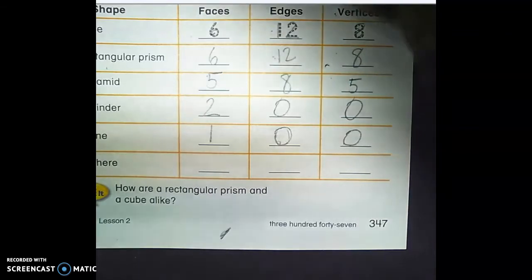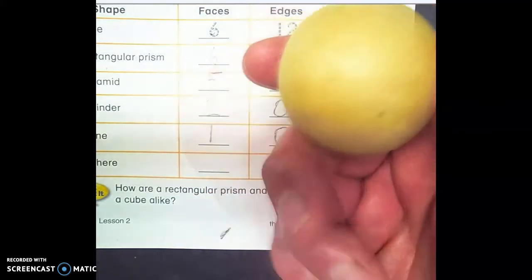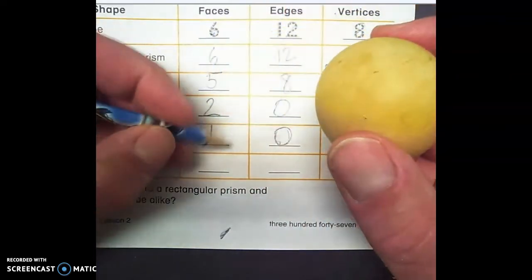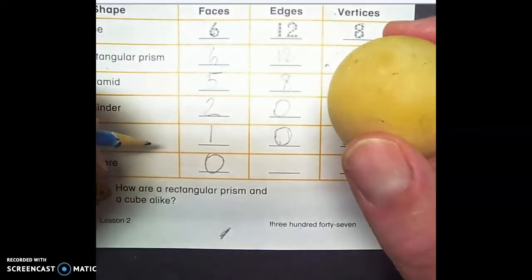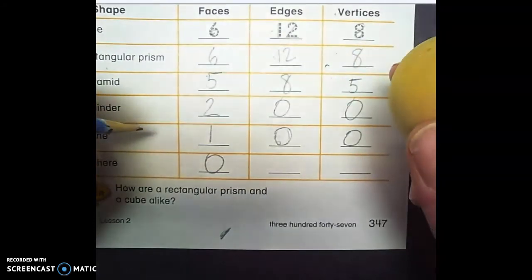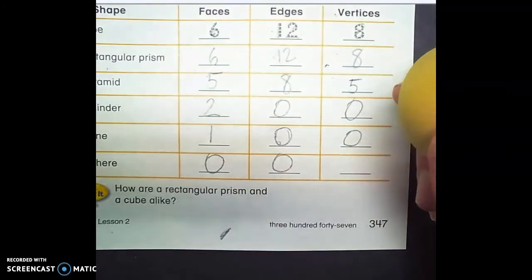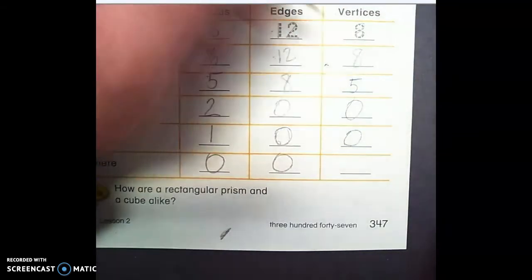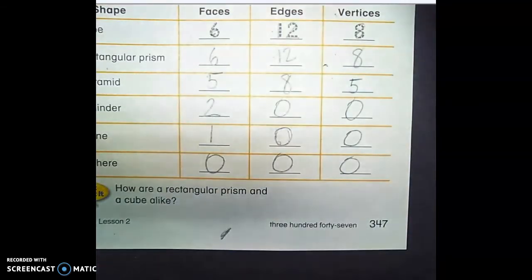And our final figure here is the sphere. And on a sphere, boys and girls, are there any faces? You're right. There are no faces on the sphere. So it's 0 faces. And since there are 0 faces, can there be any edges? Nope. You're correct again. 0 faces. And since there are 0 faces and 0 edges, can there be any vertices? You answered correctly again, boys and girls. There are 0 vertices. Very nicely done.